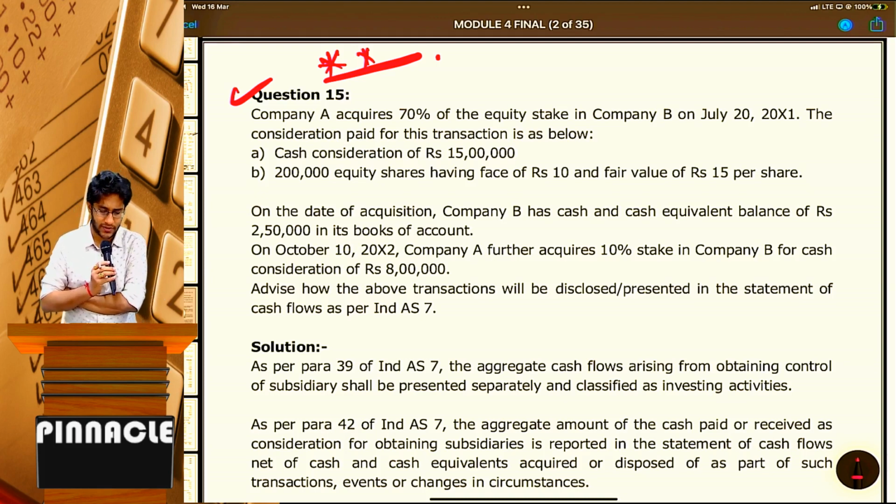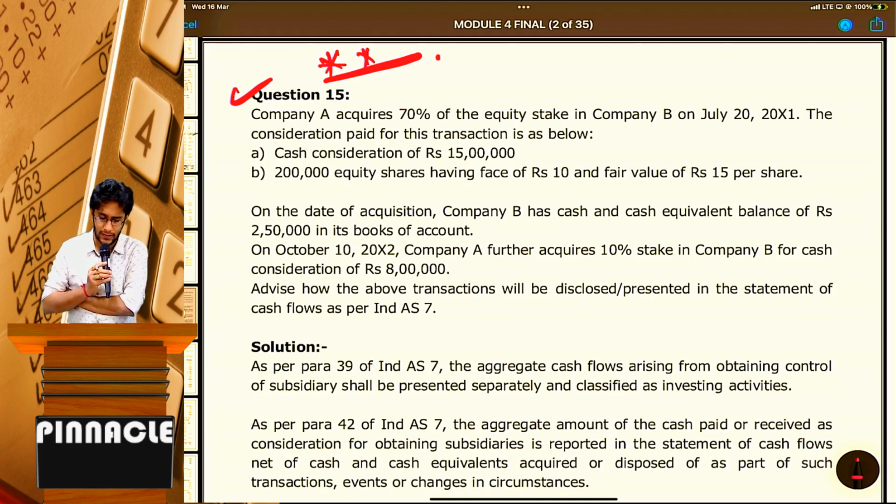Company A acquires 70% of the equity stake in Company B on July 20, 2001. The consideration paid for this transaction is as below. For the 70% purchase of stake, you paid cash consideration of 15 lakhs. You also issued some shares, 2 lakh shares, face value of 10, fair value 15 rupees. So the total PC you can work out if you want.